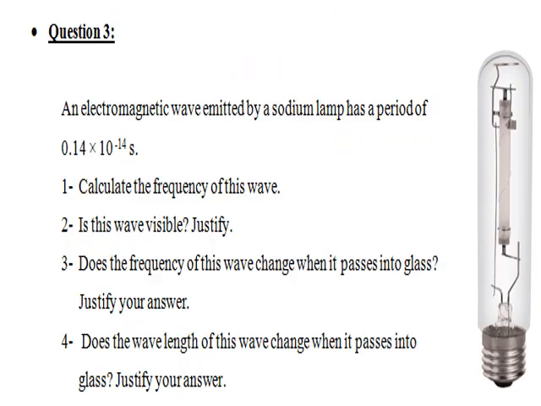Let's move now to question number 3. It's about a sodium lamp. An electromagnetic wave emitted by a sodium lamp has a period of 0.14 times 10 to the power minus 14 seconds. Calculate the frequency. All of you know that frequency is equal to 1 over T. So 1 over this answer is going to be the frequency. Is the wave visible or not?